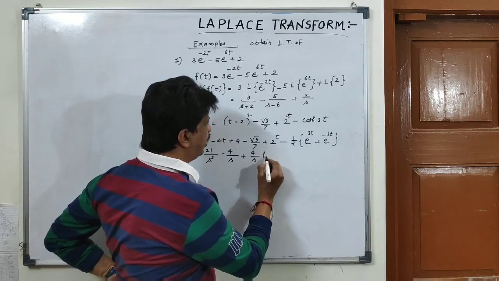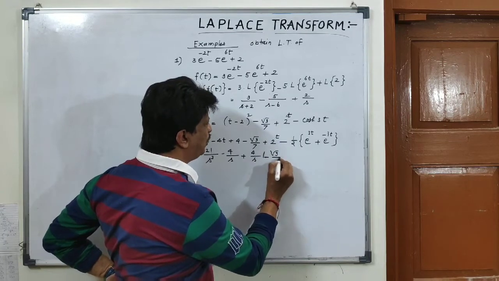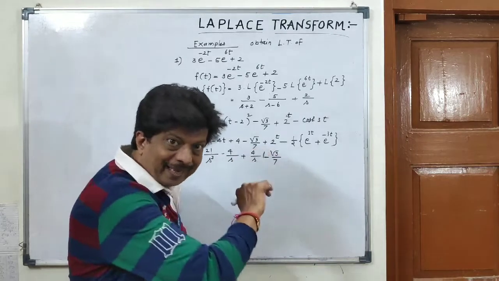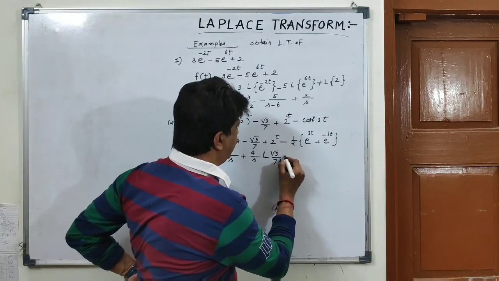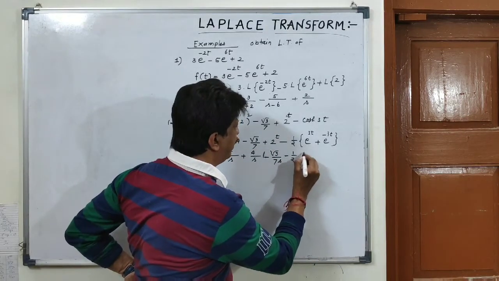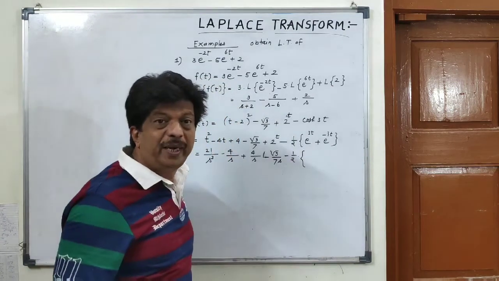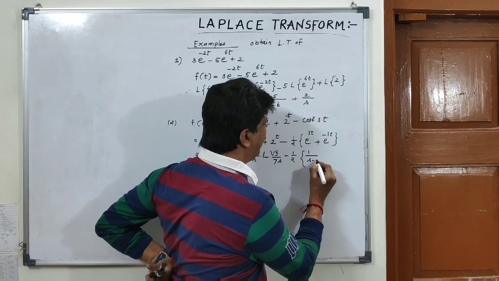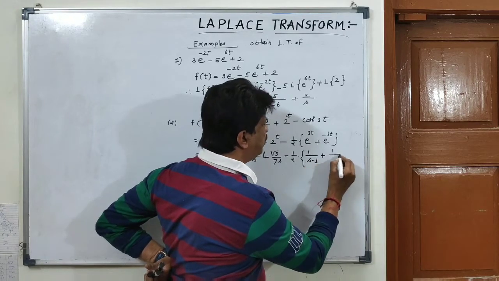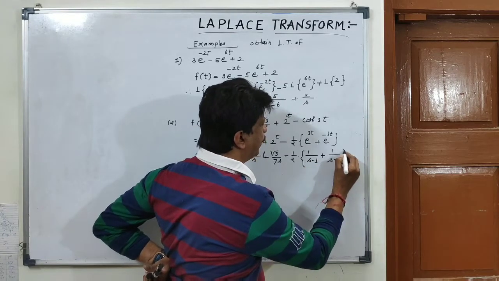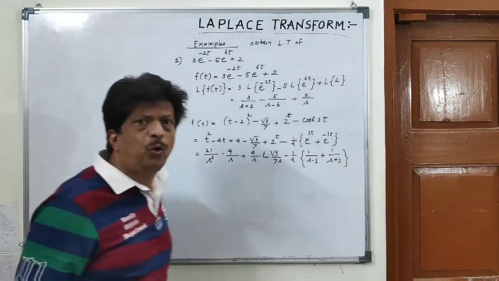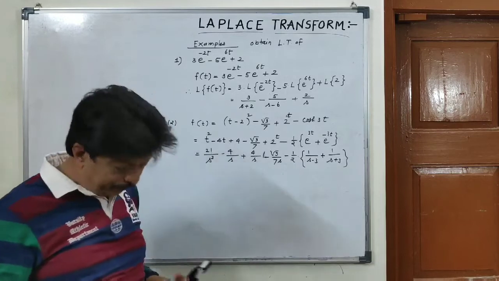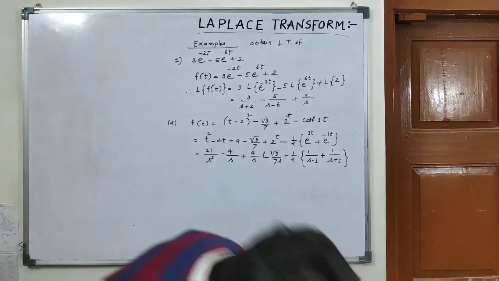Laplace transform of 4 is 4 by s. Sorry, minus root 3 by 7. Laplace transform of root 3 by 7 is root 3 by 7 divided by s. Minus half of Laplace transform of e raised to power 3t is 1 upon s minus 3 plus 1 upon s plus 3. That is how we determine the Laplace transform of some elementary functions.